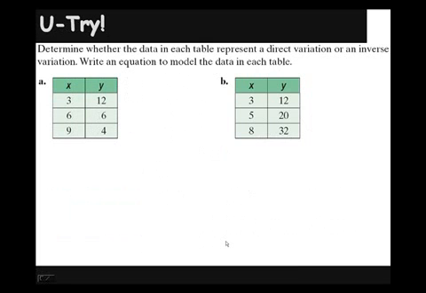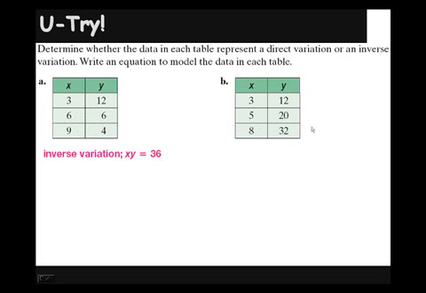You try a couple of these. You've got to determine if it's direct or inverse and find the equation. Go ahead and pause the video and give that a try. All right, for A, you should have gotten xy equals 36. Notice how if you take the x value times the y value, no matter which pair you look at here, you're always going to get 36.